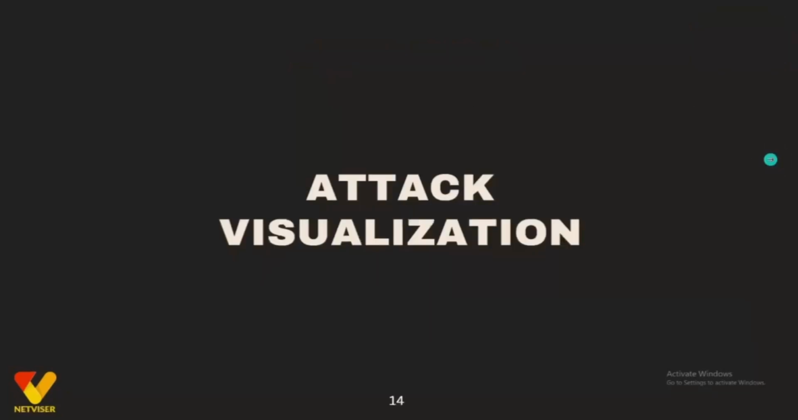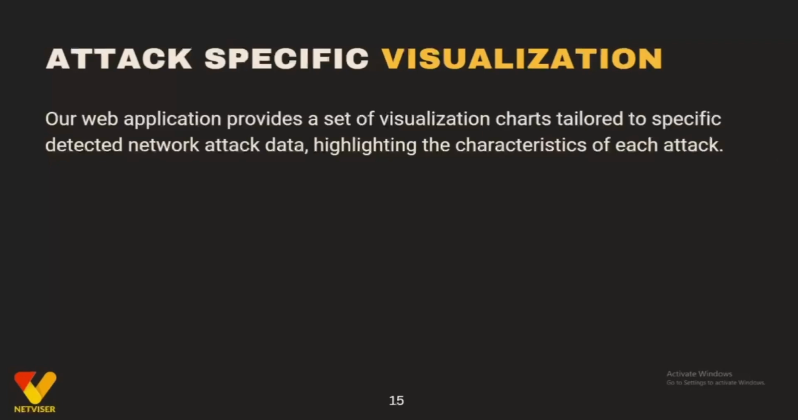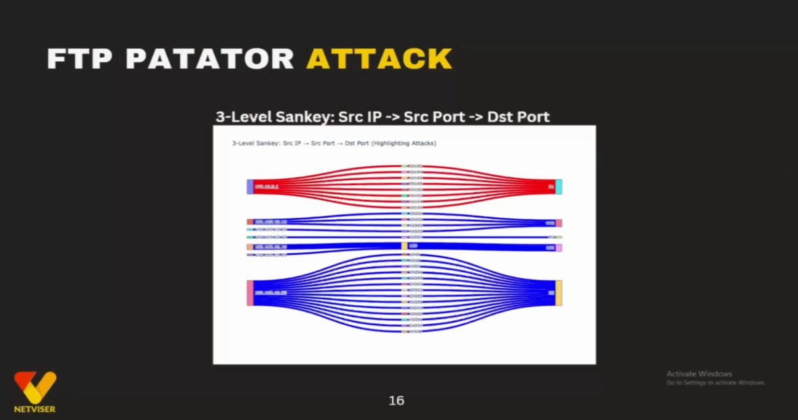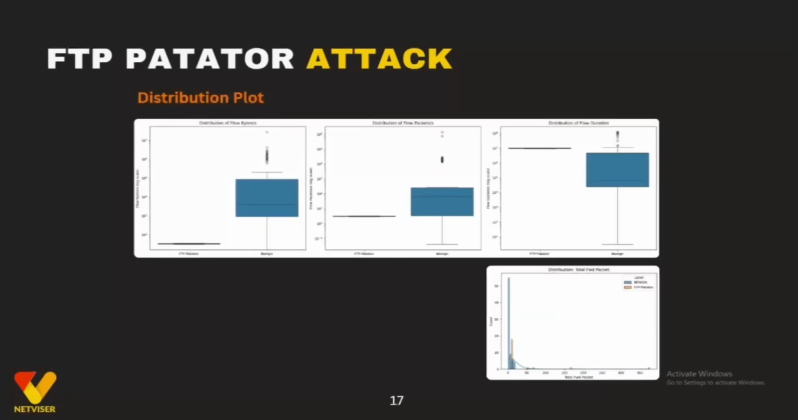And for attack visualization, we intend to provide a set of visualization charts tailored to the specific detected network attack data, highlighting the characteristics of each attack. For example, for the FTP Patator attack, we'll use a Sankey diagram that shows the link from the source IP to the source port to the destination port, in this case destination port 21. And we use various distribution plots that compare the distributions of the features that show the characteristics of the attack compared to normal traffic.